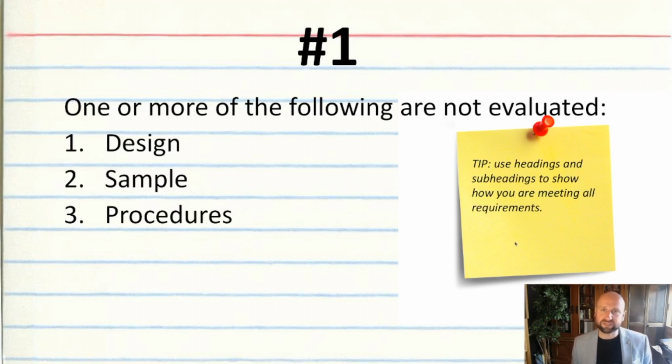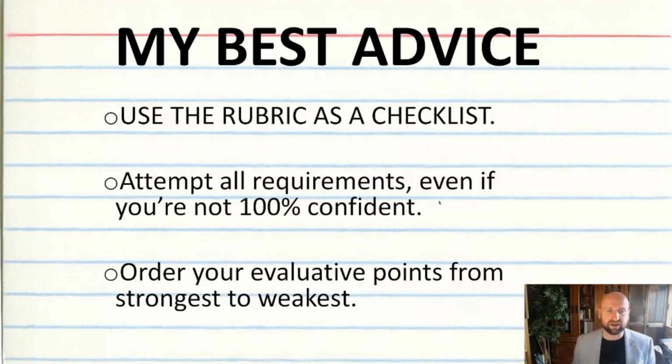Right, so there we have it. There are the 5 biggest mistakes that I see when I'm moderating IA. My best advice is to use the rubric as a checklist. When we're moderating IAs, we can't deviate from the rubric. If it says it in the rubric, that's our Bible, that's our gospel, that's what we have to stick by. I would attempt all requirements, even if you're not 100% confident. Even if you're not sure of a limitation of the design, or you think you're making a weak point, include it. You have to at least attempt to have all of the requirements met.